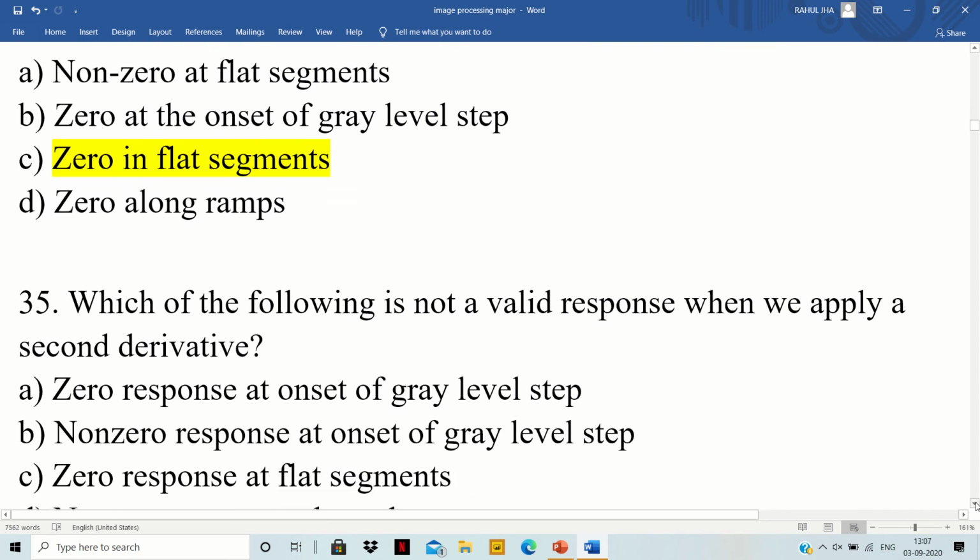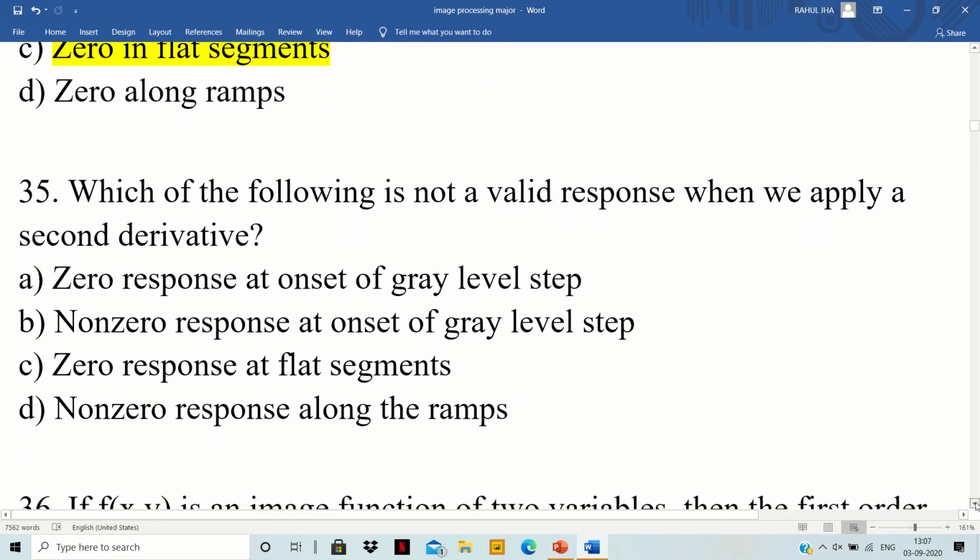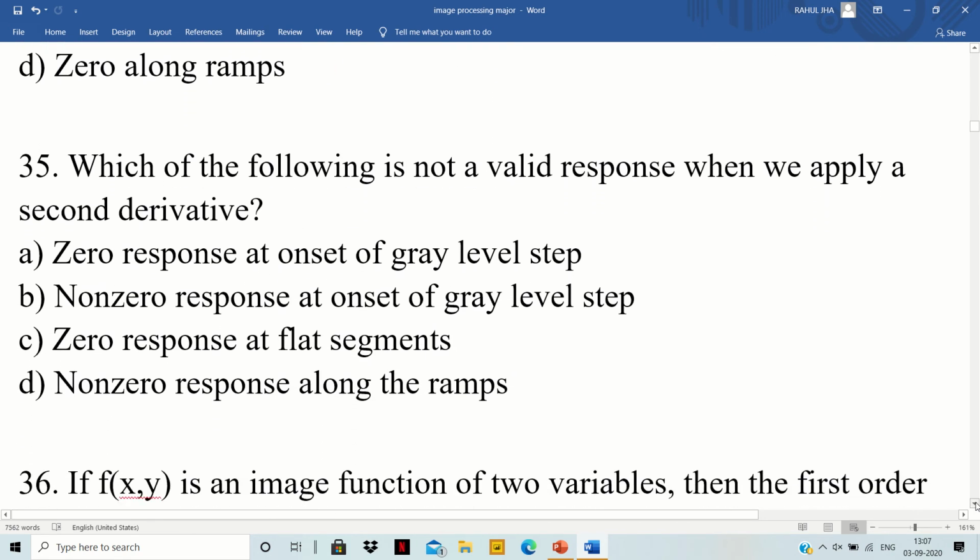Which of the following is not a valid response when we apply a second derivative? Zero response at onset of gray level step, non-zero response at onset of gray level step, zero response at flat segment, non-zero response along the ramps.